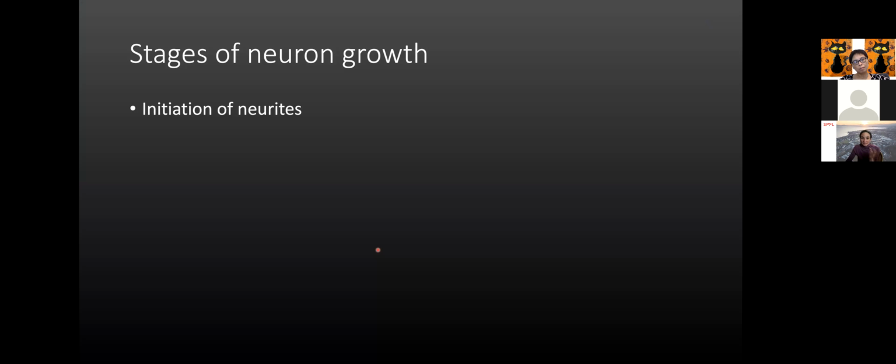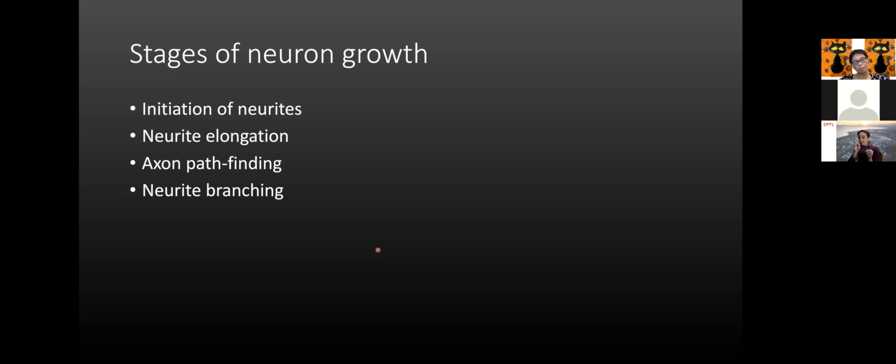So there's the initiation of the neurite: at what point do the dendrites or the axons, but we're focusing on dendrites, start growing from the cell body? Then there's the actual growth of the neurons, and there's the axon that has to find its path. And then branching: as the neurites grow, at some point they branch, they bifurcate. We're not going to talk about axons because axons are something people don't understand as well. We're going to focus only on dendrites, so when I talk about neurites, it's going to mean only dendrites in this case.